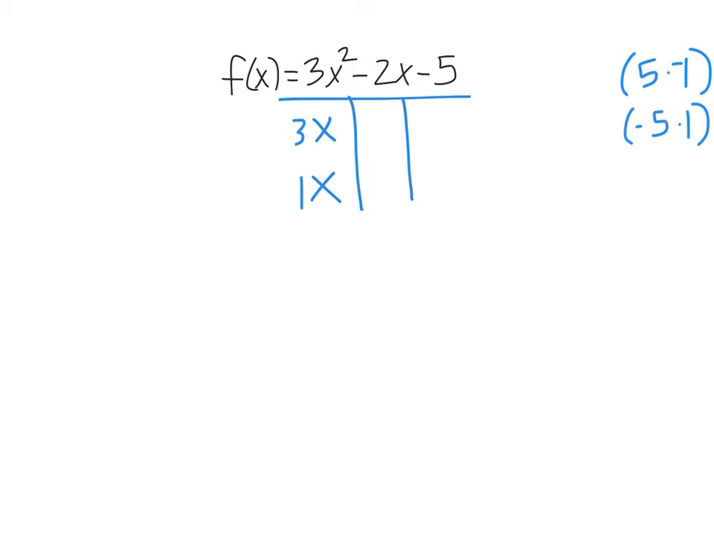Let's start with the first one, 5 times negative 1. If I cross multiply, I have negative 3x on the top and positive 5x on the bottom. When I add these, do they add up to negative 2x? No. Negative 3 plus 5 is positive 2x, so this scenario did not work out.